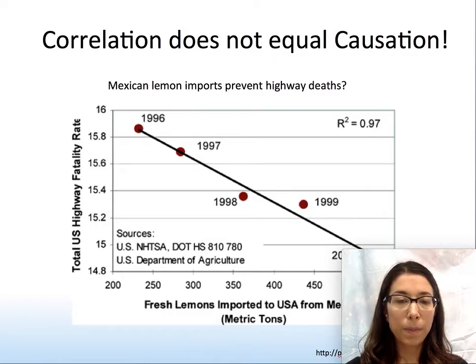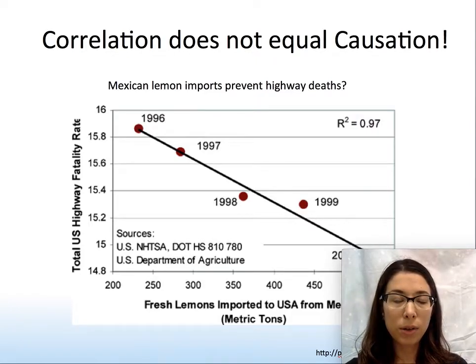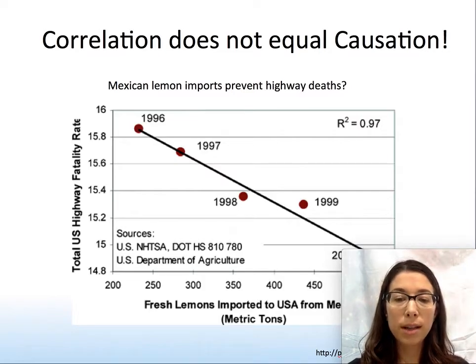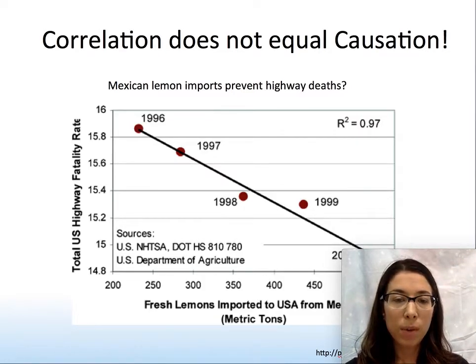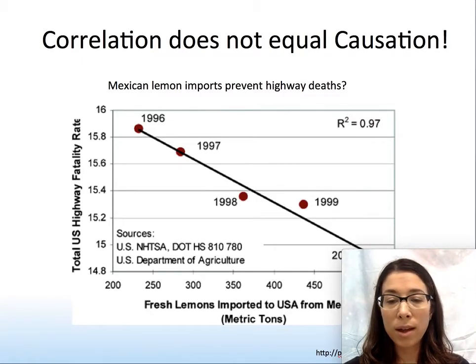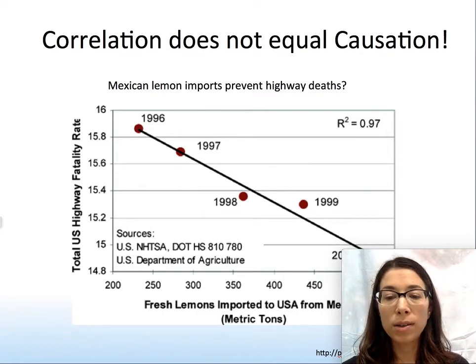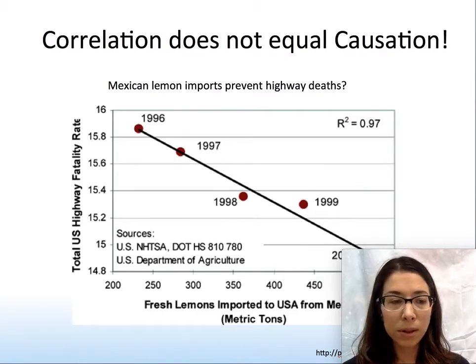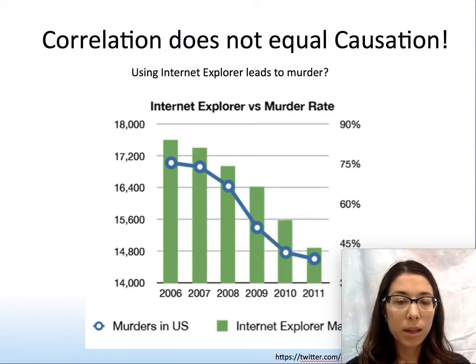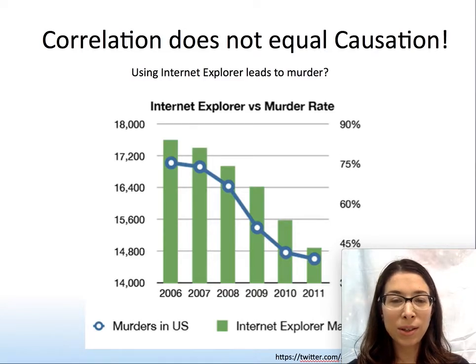Okay, so for example, here's something that looks quite correlated. The fresh lemons that are imported to the USA from Mexico, and the number of highway fatality rates. So as we increase lemon import, the number of highway deaths goes down. So you might be able to think of some reasons why these numbers correlate, but of course, one has probably absolutely nothing to do with the other. Here's another example. The abundance of Internet Explorer, the web browser use, right?